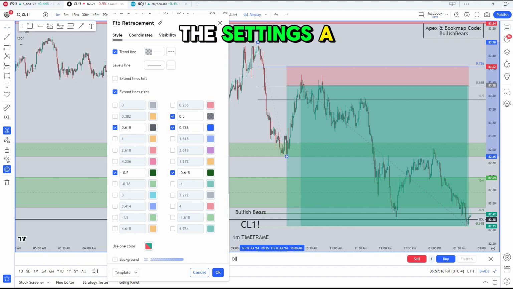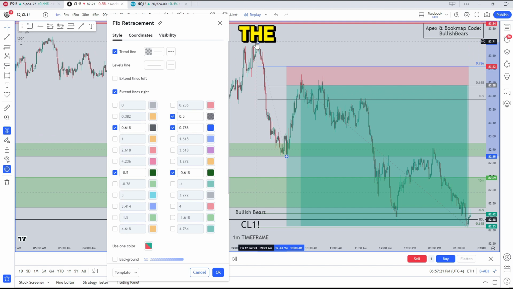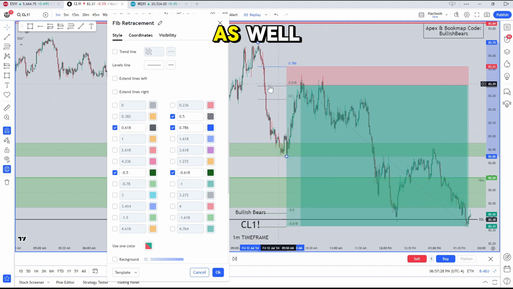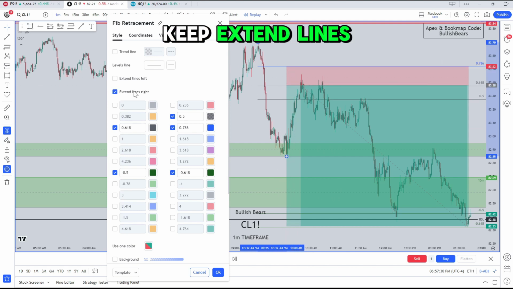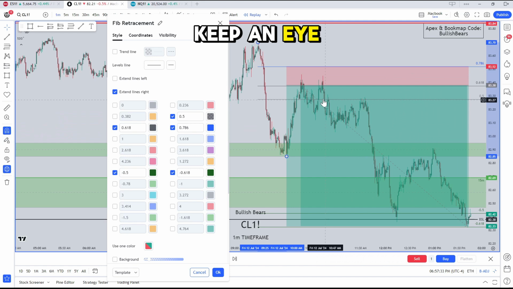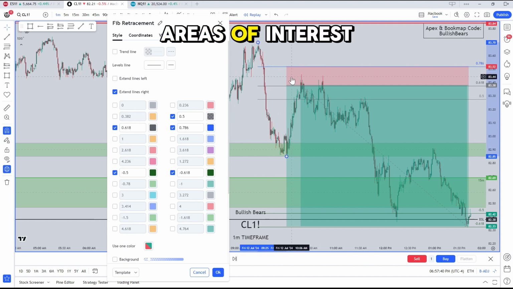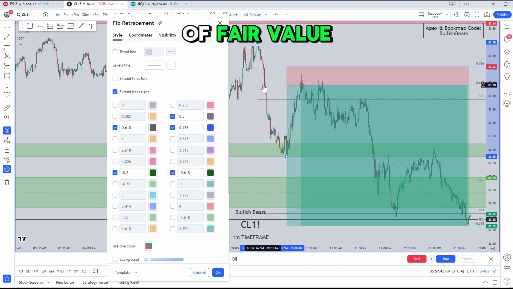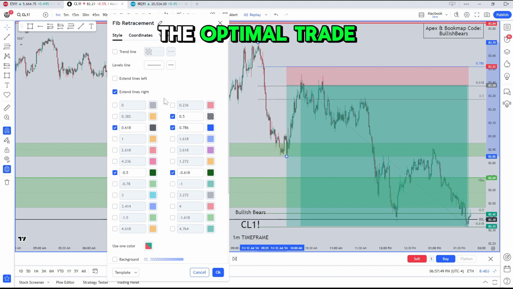Now, as for the settings, a lot of it is up to you. We don't really need the trend line. That's simply a trend line between the highs and the lows of the initial move, so we don't need that on the chart. Extend lines to the right is just to sort of clean up the chart as well. Me personally, I do like to keep extend lines right. That way you can keep an eye on it with price action. The 61 and the 78%, those are our key levels. Those are the areas of interest or optimal trade entry. So that's where we want to see if we could get some type of fair value gap, breaker block, or some type of confirmation on top of the optimal trade entry.